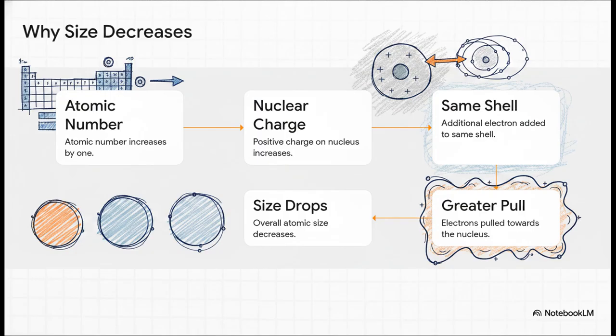Let's break down the why behind this period trend step by step. Step 1. While we're going from left to right within a period, the atomic number increases by exactly 1 unit at a time. Step 2. This means the positive charge on the center nucleus is getting stronger. Step 3, however, here's the catch. The additional electron gets added into the exact same outermost shell. Step 4. So because that positive nuclear charge in the center is getting stronger, but the distance to the shell hasn't changed at all, those electrons are being pulled towards the nucleus with a much, much greater force. And finally, step 5, due to this strong inward pull, the overall atomic size just shrinks down.